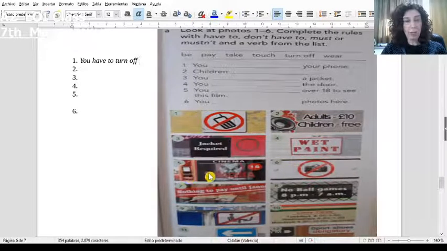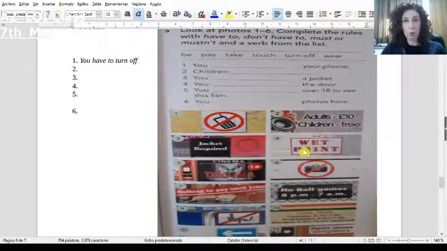Number 5 is the cinema box. 18. It's Dracula, the film on. 18 years old. Number 6. There is a camera with a sign of prohibition. Then what's the prohibition? Number 6. You photos here. The cinema, you over 18 to see this film.